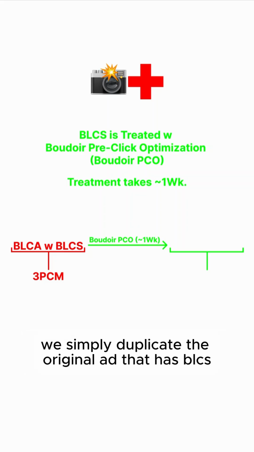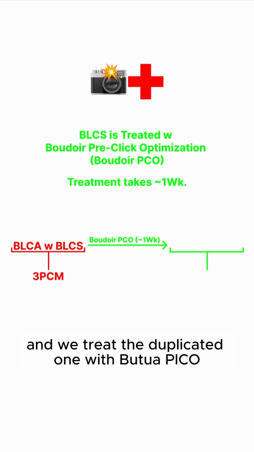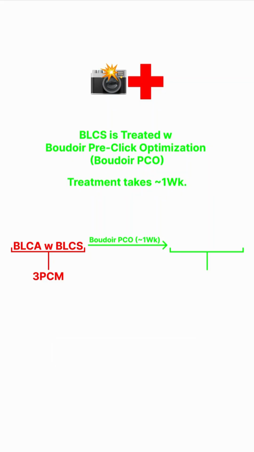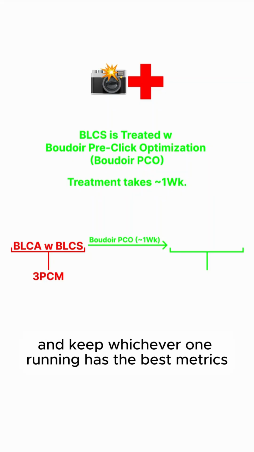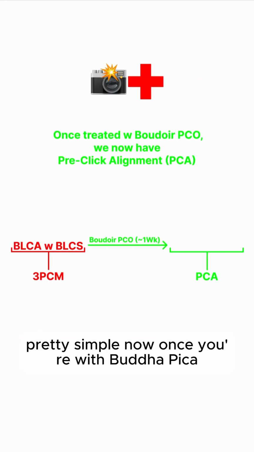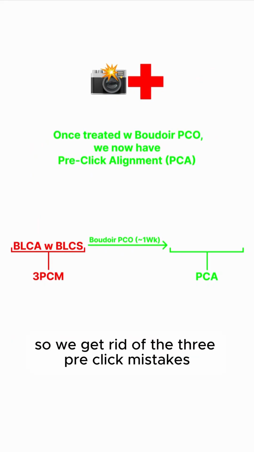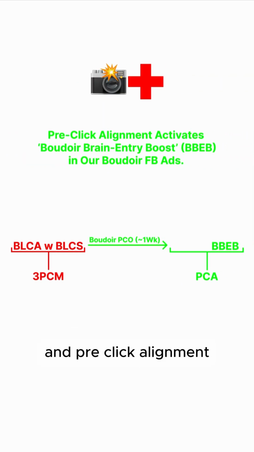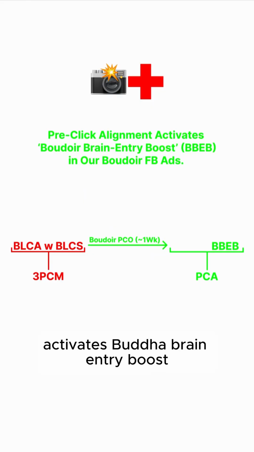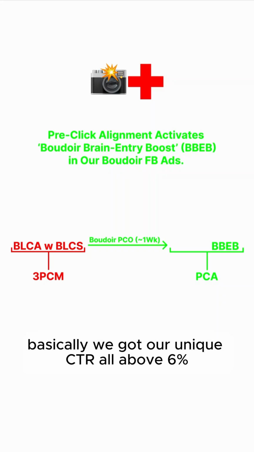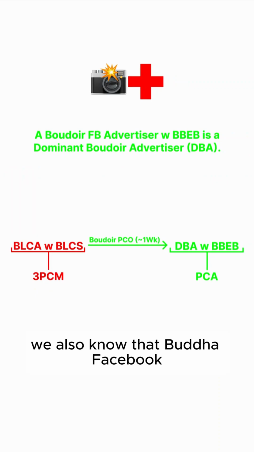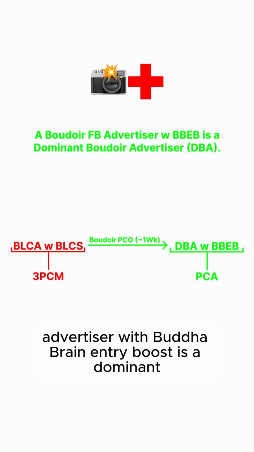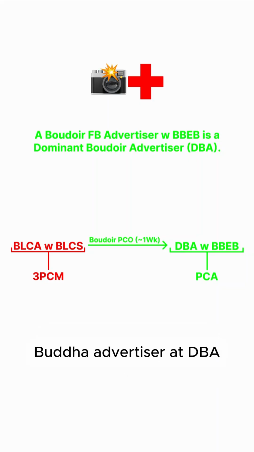We simply duplicate the original ad that has BLCS, and we treat the duplicated one with Boudoir Pico, run them in parallel, and keep whichever one has the best metrics. Pretty simple. Once treated with Boudoir Pico, we now have pre-click alignment, PCA. So we get rid of the 3 pre-click mistakes. We achieve pre-click alignment, and pre-click alignment activates Boudoir brain entry boost in our Boudoir Facebook ads. Basically, we get our unique CTR above 6%.